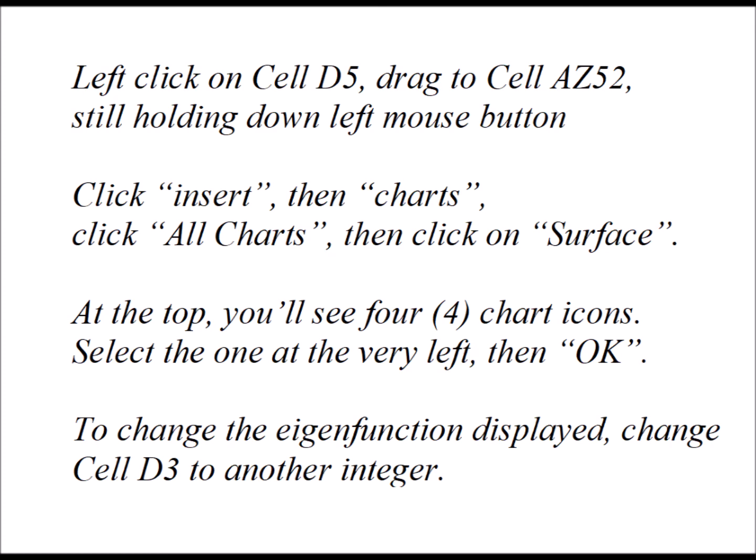And then later on, once you have your chart, if you want to make it look nice as far as the borders and colors and all that stuff go, you can do that. You can change the eigenfunction that's displayed by changing cell D3 to another integer, and then your chart will update itself to take that into account.